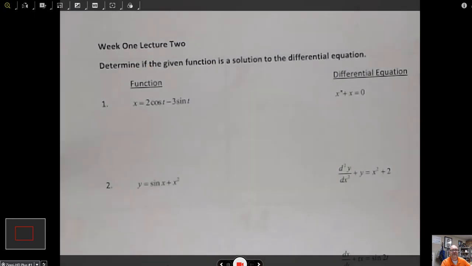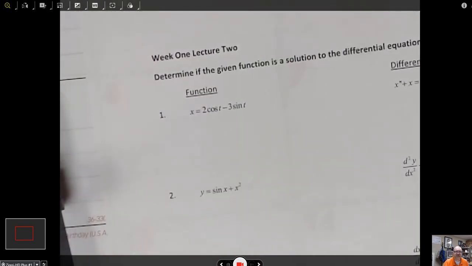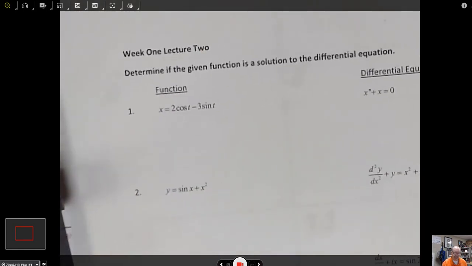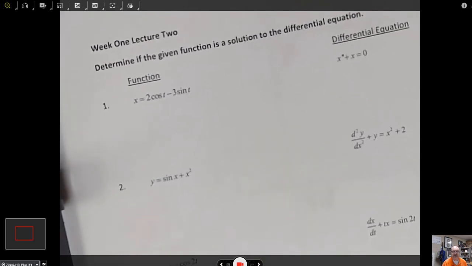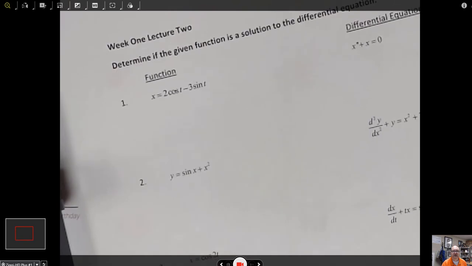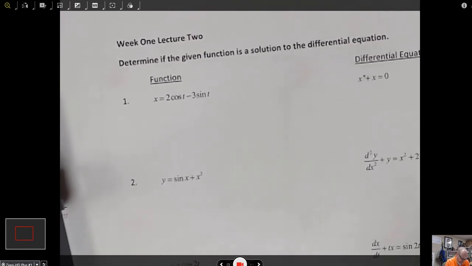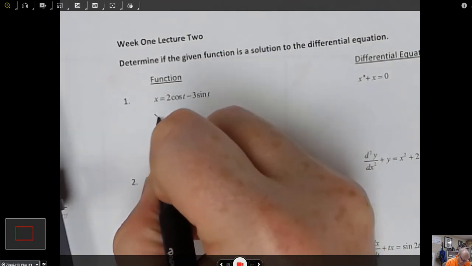My camera keeps focusing. Bear with me one moment. Maybe it'll stay there. I don't know. So I need to ultimately get the second derivative of that function. Sorry for the technological difficulty. I want to be lined up where you can see. So here we go, x prime.